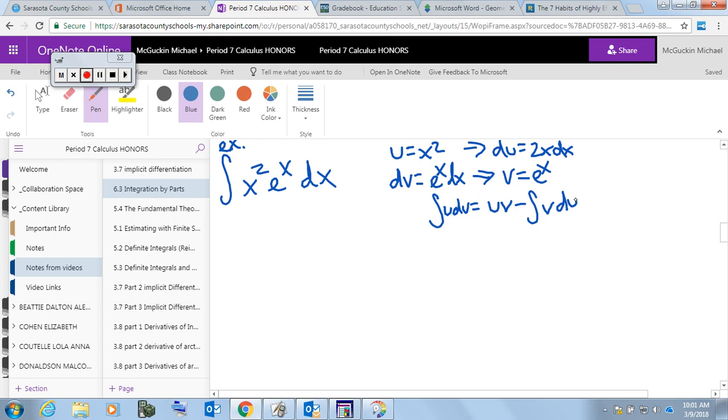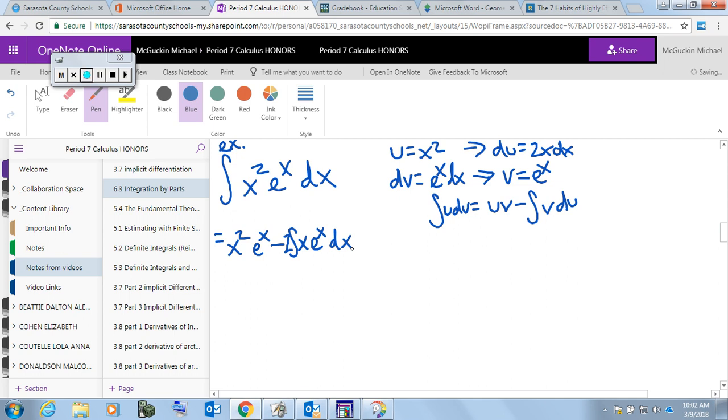So pushing on forward, we're going to see that the integral of x squared e to the x dx ends up equaling x squared, there's our u, times our v, which we just said was e to the x, minus the integral of x times e to the x. And I'm going to go ahead and put this 2 on the outside just to keep things a little bit nicer and cleaner in this case. Maybe you'll see why here in just a sec.